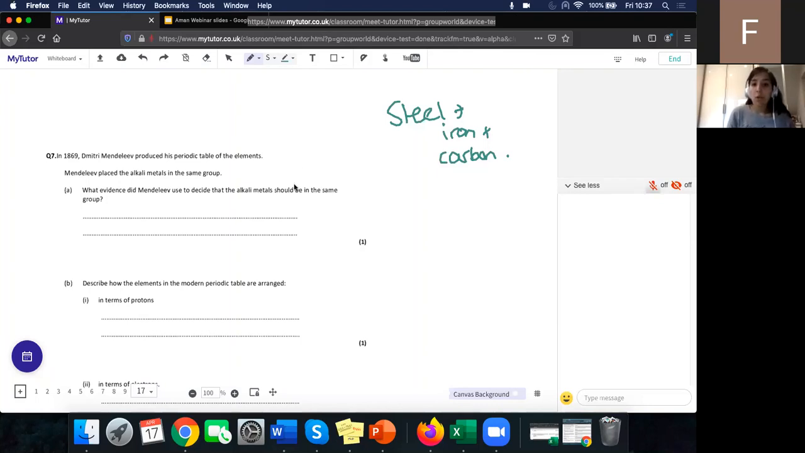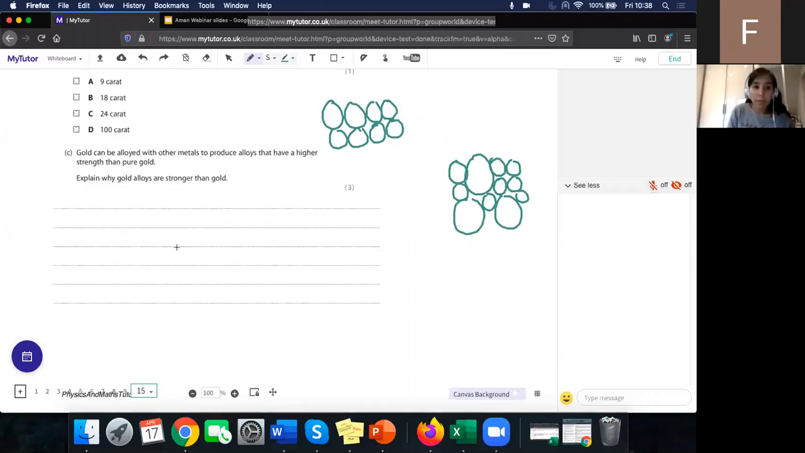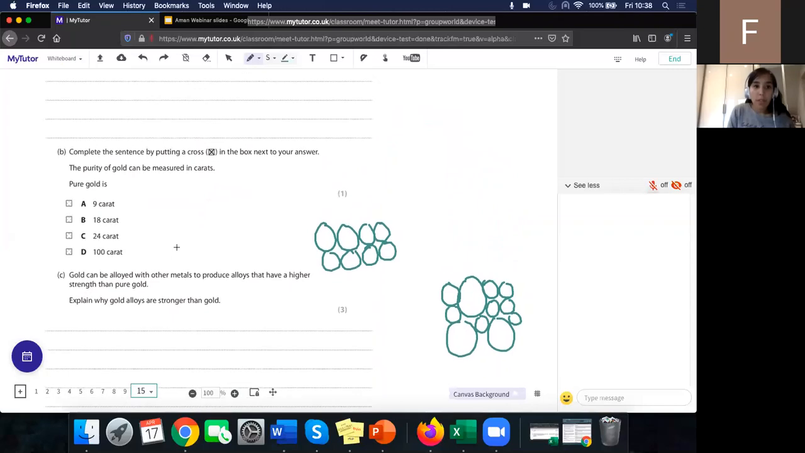Is the purity of gold always 24 karat? That is absolute pure gold. So if I go back to that question, pure gold is 24. Remember, if it's an alloy, it won't be. If there's something else in there, it won't be. So absolute pure gold, yes, is 24 karat.